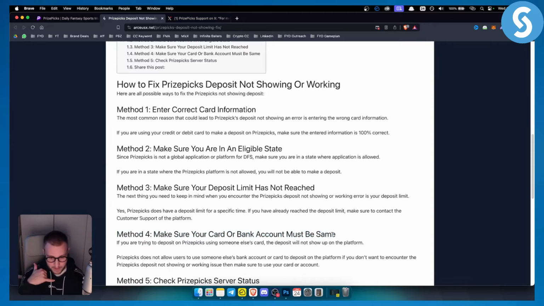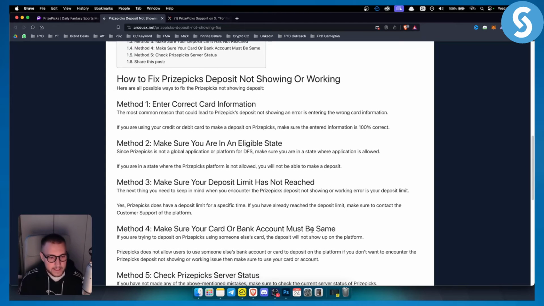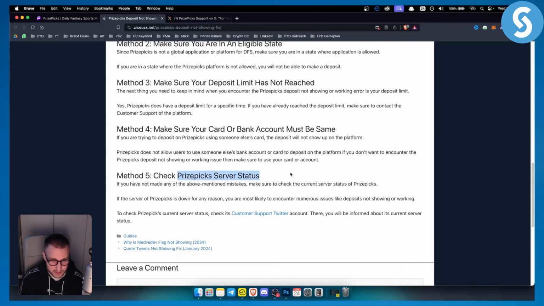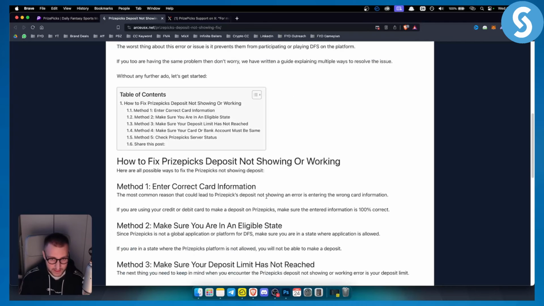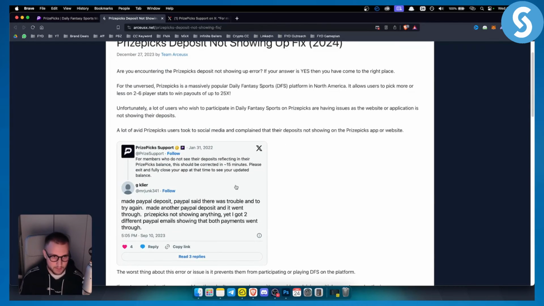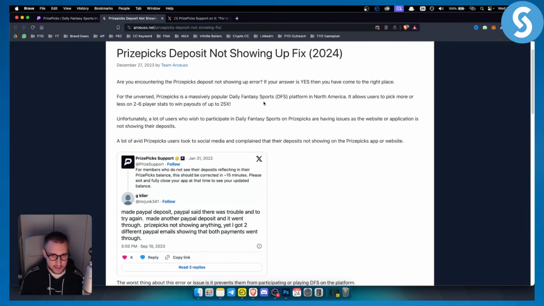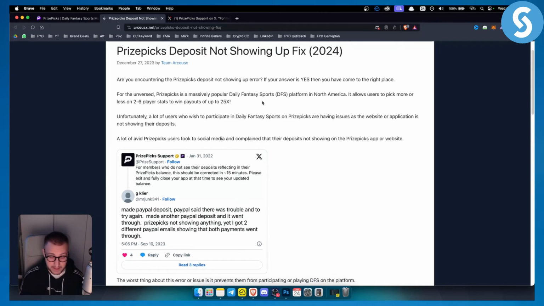You can also call your bank. Sometimes it's problem in your credit card or debit card. And then make sure that PrizePicks server status is live. Now, obviously, for more, you can always contact PrizePicks support. They have a great support. However, this is basically how you will be able to fix PrizePicks deposit not showing on PrizePicks.